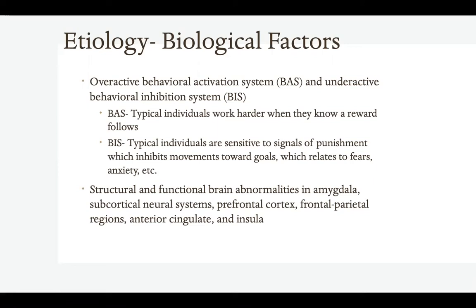The behavioral inhibition system in the typical individuals is that they tend to be very sensitive to signals of punishment, which inhibits movements towards goals, which relates to fears and anxieties and so on. So what this is saying is that if a typical individual is moving towards a goal, but they're very fearful of getting the goal, or fearful of the things that they need to do to get to the goal, they have anxiety and so on. This is basically punishment. Being fearful, having anxiety, this is a punishment towards themselves. So this will stop them from moving towards a goal. This is a typical individual.